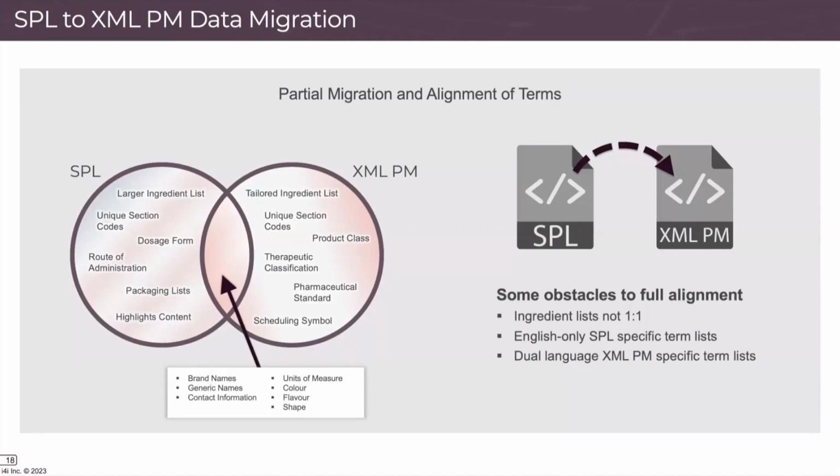And it is true that non-coded values such as brand name, generic name, and contact information text fields could be migrated with no issue. And some coded values such as unit of measure, color, flavor, and shape seem to align 100% with the FDA's SPL list. So migration of these would also be seamless.